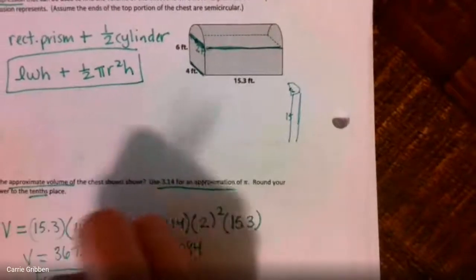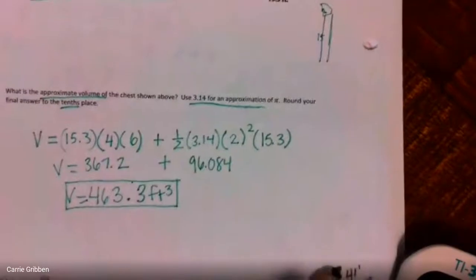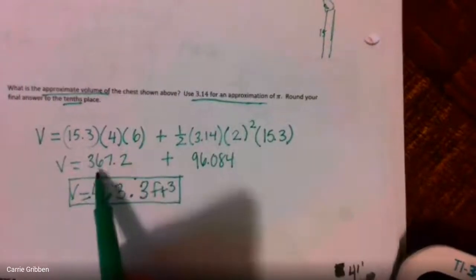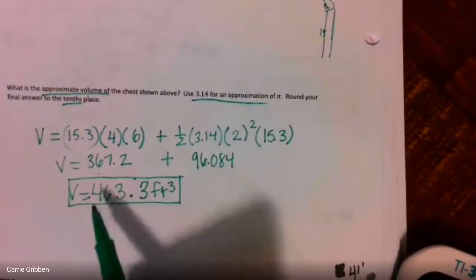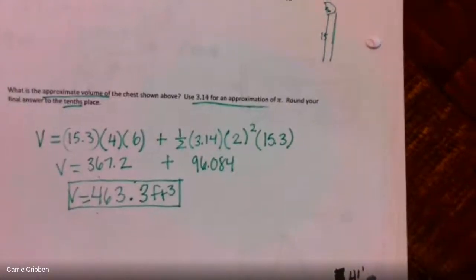And that's it. That's a composite solid. Just putting two things together. Make sure you can see the answers to that. Okay, so first part gave me 367, second part gave me that. I put it back together and I got that. All right, let's try another shape over here.